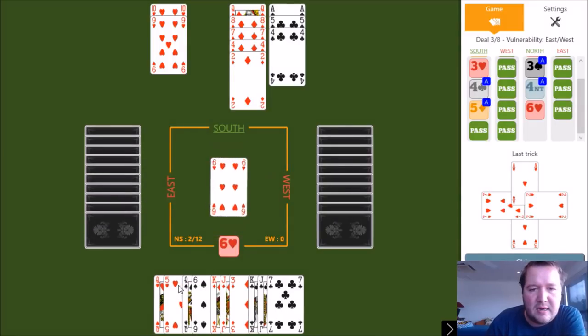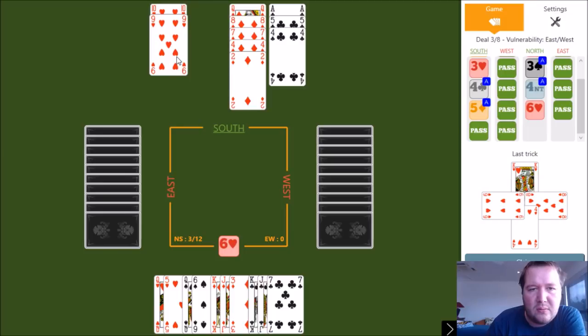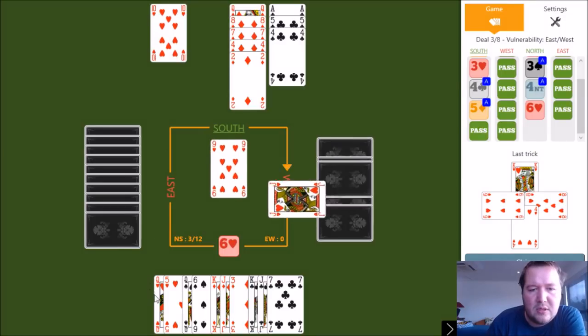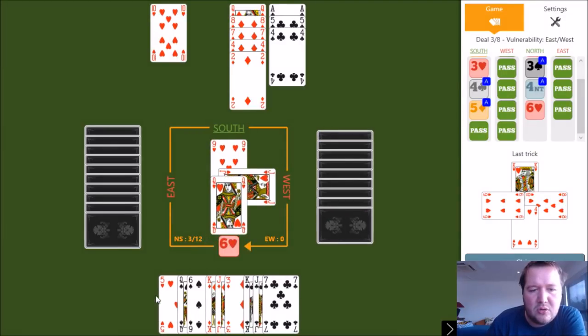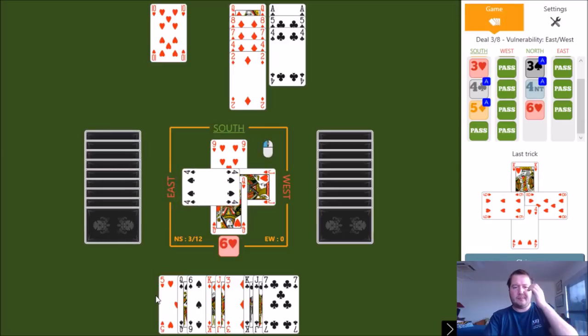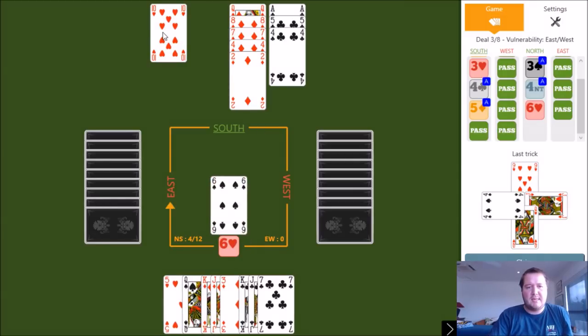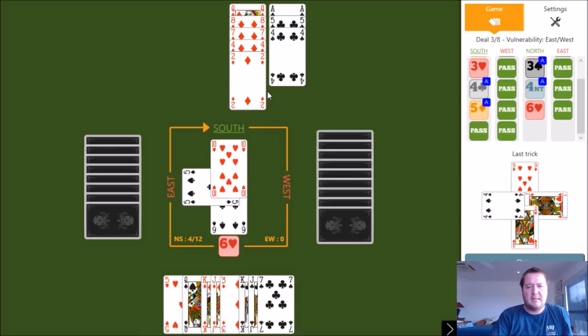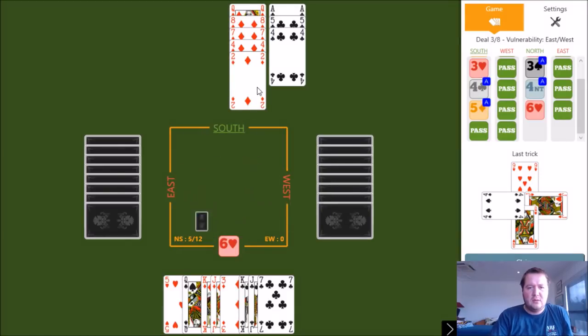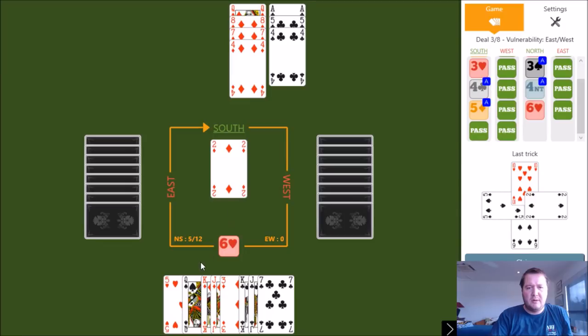Okay, and hearts broke. So let's just draw the last trump. Okay. And now I just want to ruff a spade and then play a diamond towards my hand. Just protect against a singleton ace of diamonds. I don't think it's too likely, but just a little bit of precaution there.